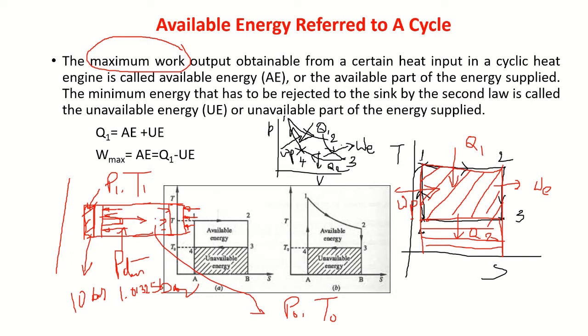This system has achieved some kind of equilibrium with its surroundings. We say the system has reached a dead state. Dead state. So at that time, if it is a reversible engine, whatever work that we get is the maximum work.